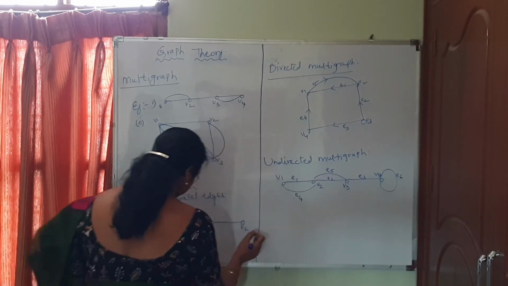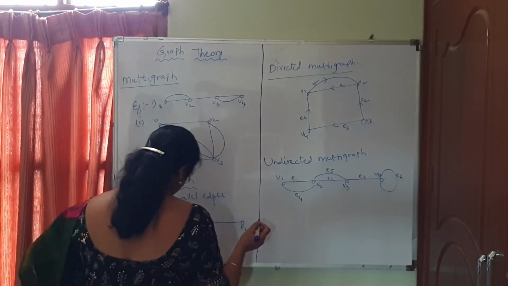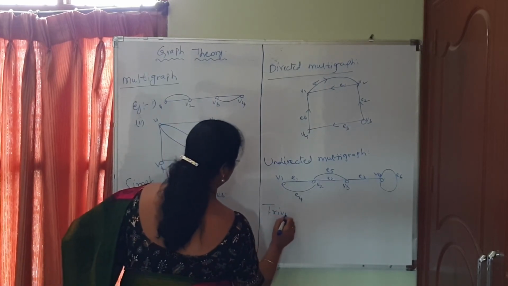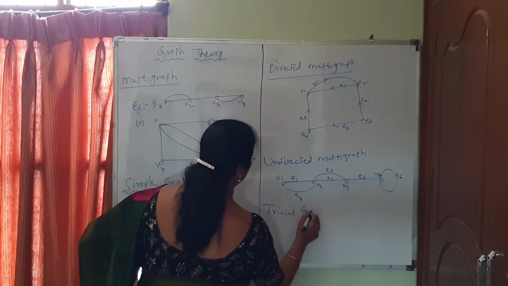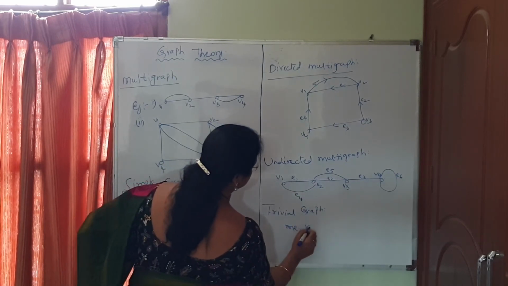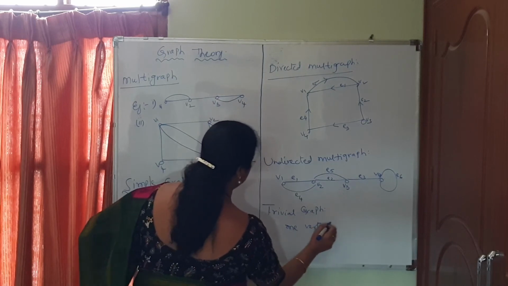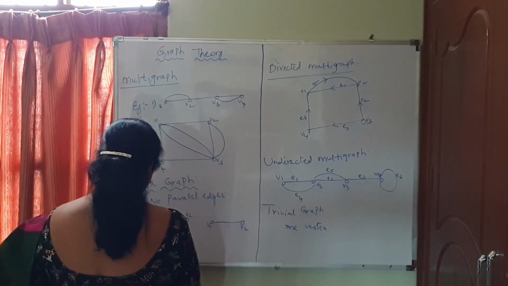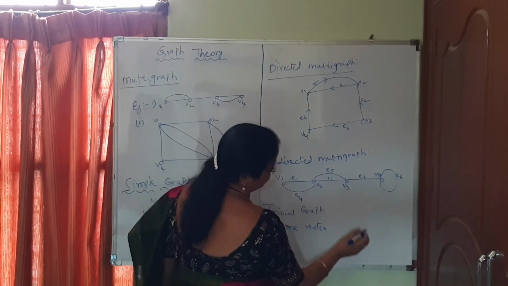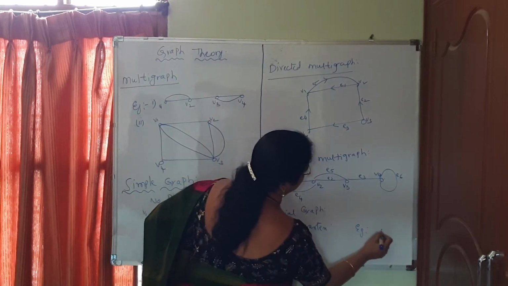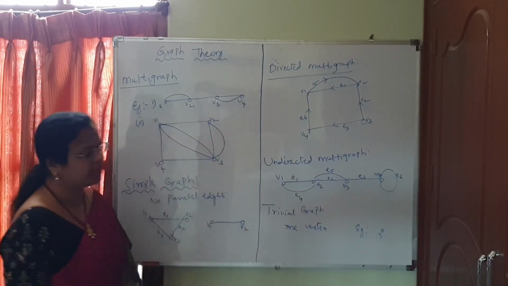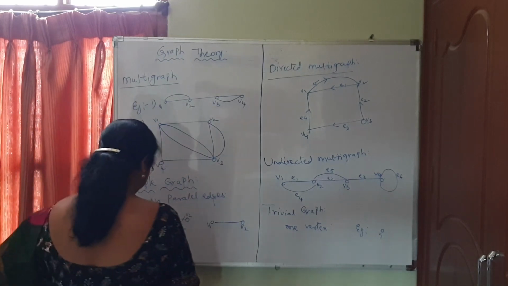Next, trivial graph. A graph with one vertex and zero edges, then we call that as a trivial graph. Okay, a graph with one vertex and zero edges. Simply a vertex V1. This is called as a trivial graph.